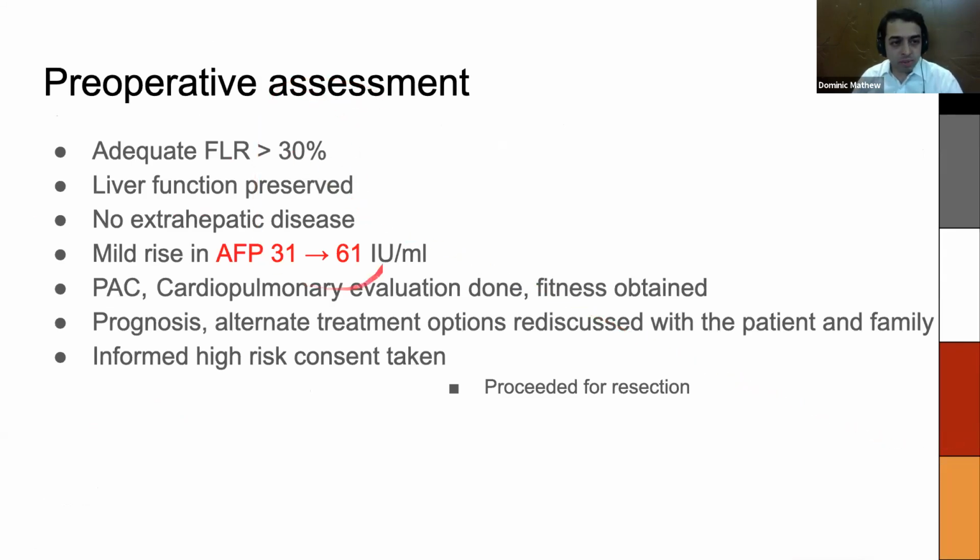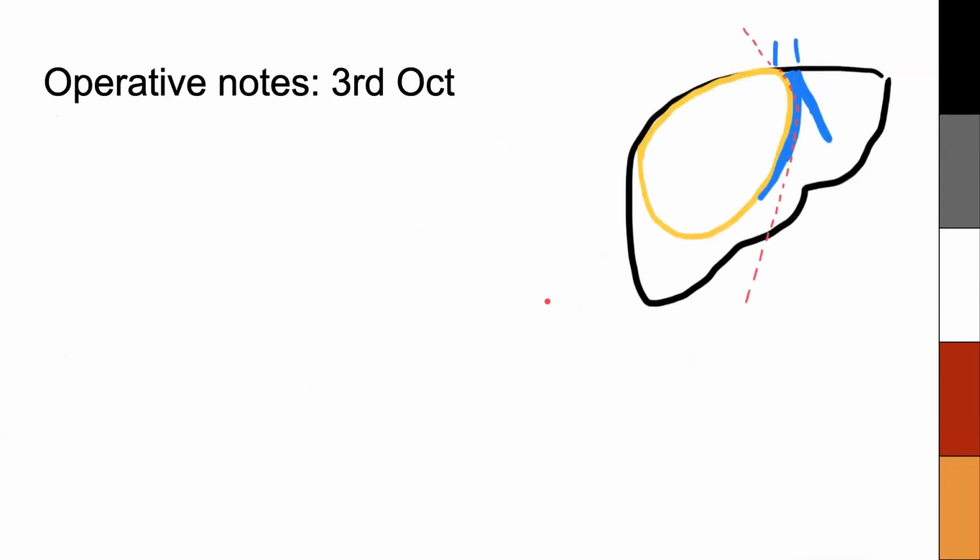So we assessed the patient according to protocol before surgery, and we noted a mild rise in the AFP from 31 to 61. And after fitness was obtained, we proceeded for surgery. He underwent surgery on 3rd October.